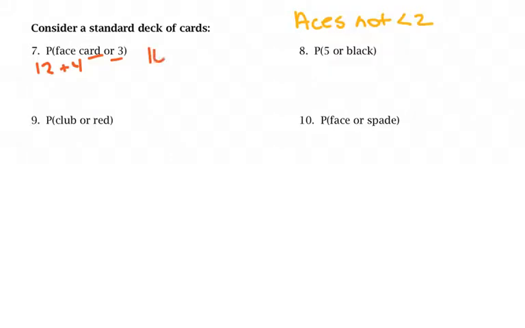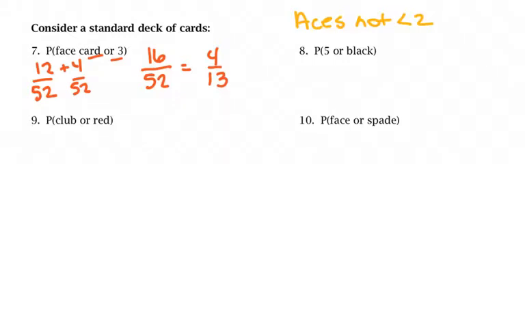So there are 16 cards that are what I want to pull out of the 52. And so that's my probability. So basically you're doing 12 out of 52 plus 4 out of 52. And that's 16 out of 52, which is 4/13. We're just going to leave that as a fraction because it doesn't turn into a great decimal anyway.